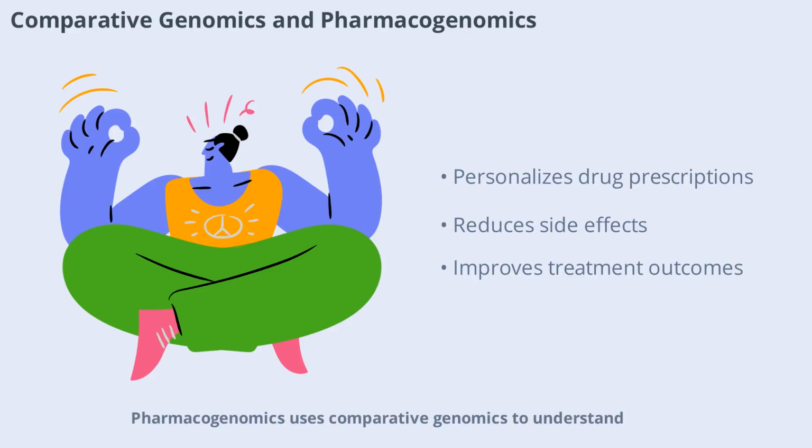Pharmacogenomics uses comparative genomics to understand how genetic differences affect drug response. By identifying genetic variants that influence metabolism and efficacy, doctors can prescribe medications that are safer and more effective for individual patients, reducing adverse reactions.